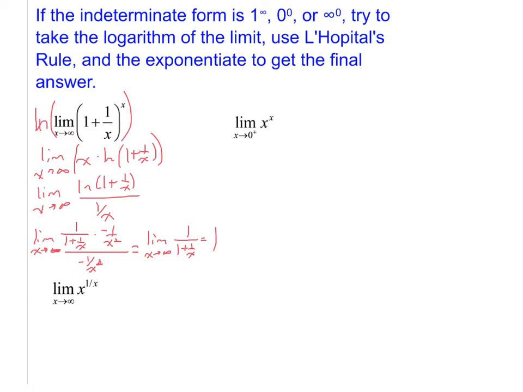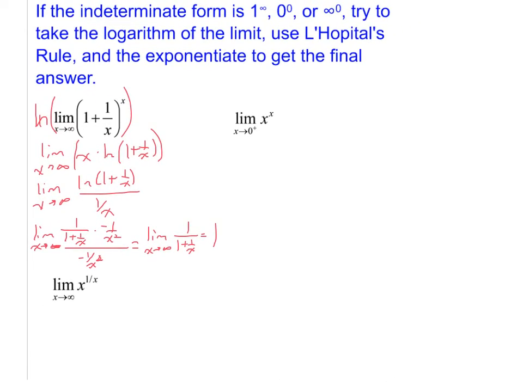So now what this means I need to do is I need to undo the natural log I did at the beginning. And so my original limit here is really e raised to this power. So my limit is just going to equal e.